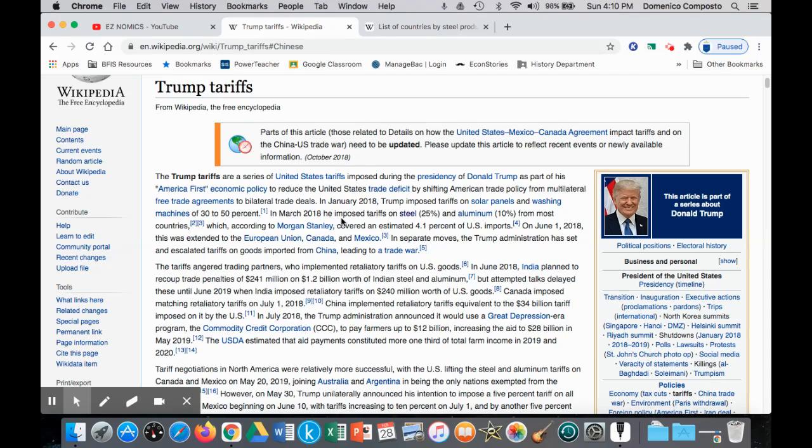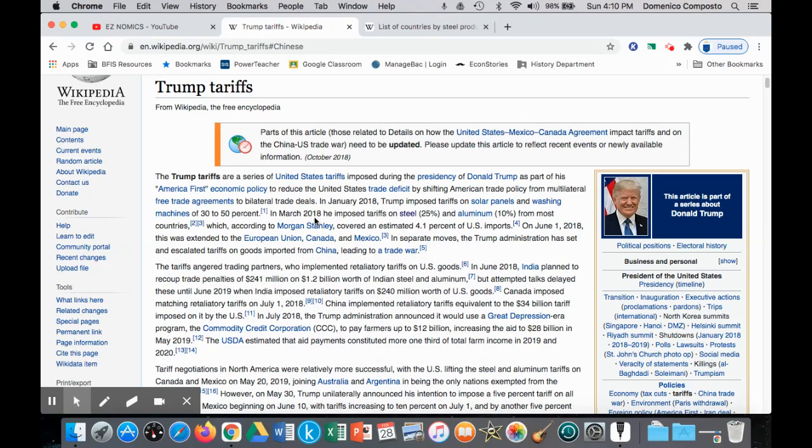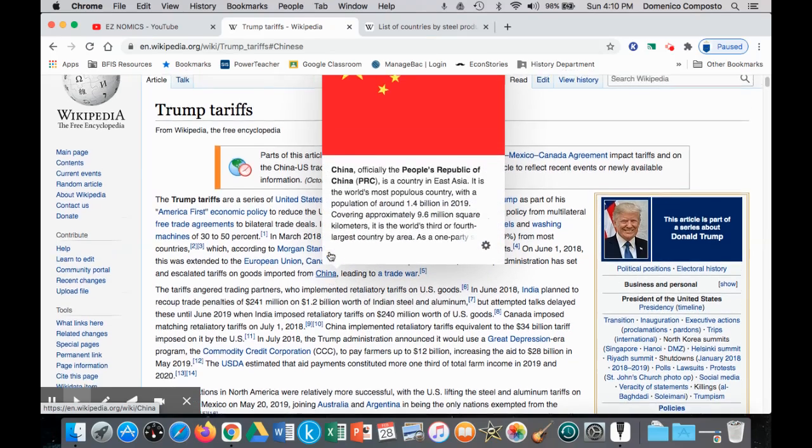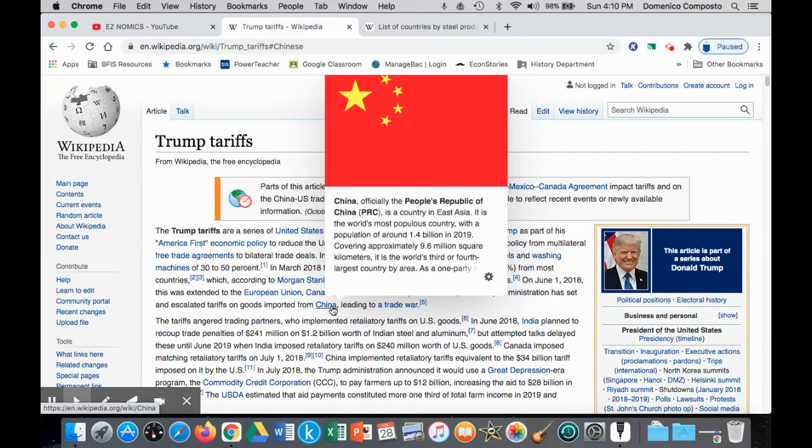The previous example that was used in the initial tariff video was looking at Trump's tariffs, the imposition of tariffs on steel, U.S. imported steel being taxed 25%, aluminum 10%. This was back in March of 2018. And it was targeted towards China, which led to a trade war. And of course, China retaliated with their own tariffs against the United States.